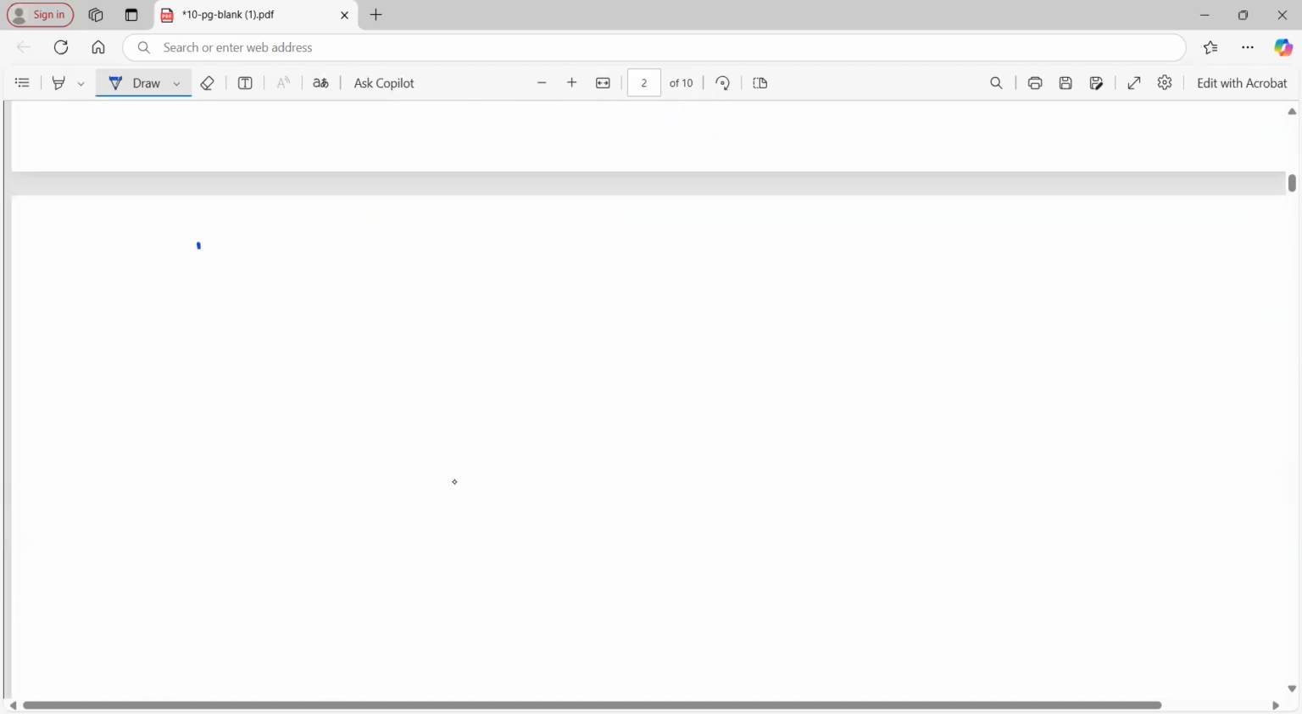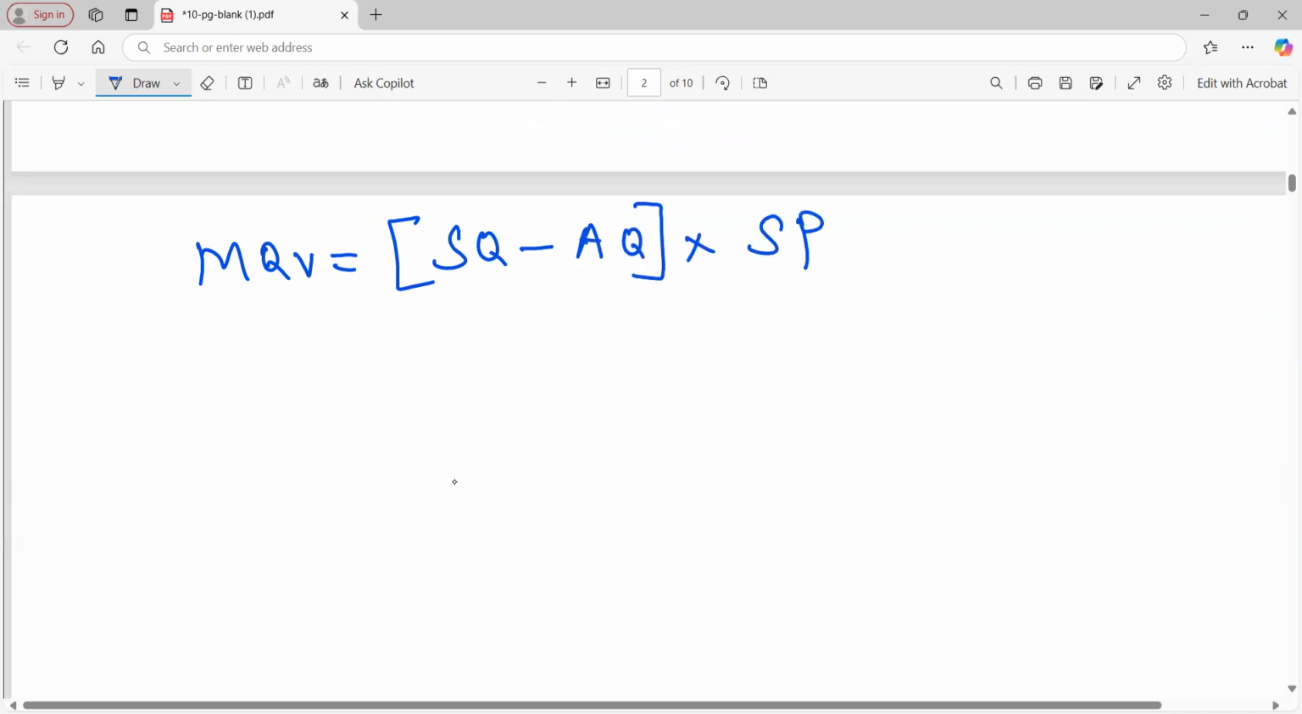Now let's look at the formula for calculating the material quantity variance. It is standard quantity minus actual quantity multiplied by standard price. Here we are trying to calculate that part of the variance which is due to the difference in the quantity. So we are subtracting standard quantity and actual quantity and multiplying it with the standard price. Why? Because listen, the person responsible for this quantity variance is the production manager.